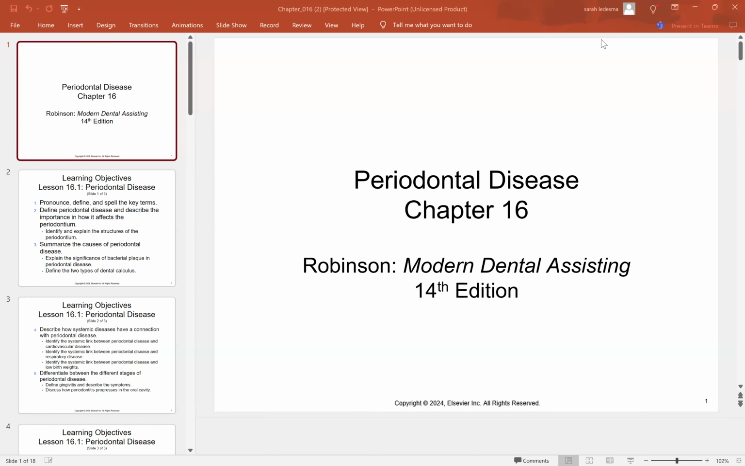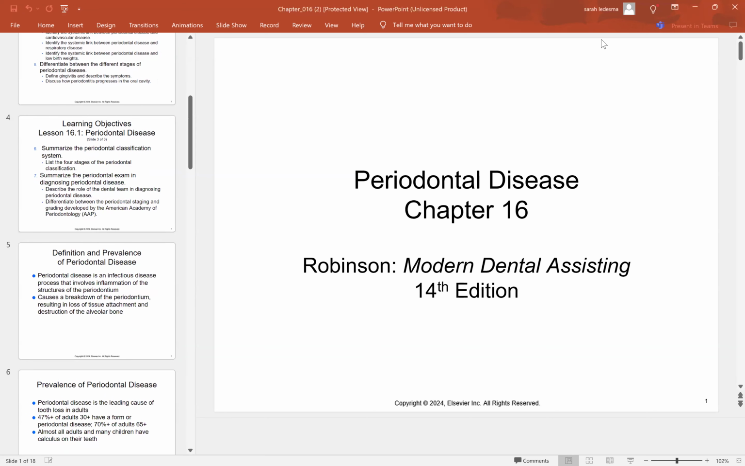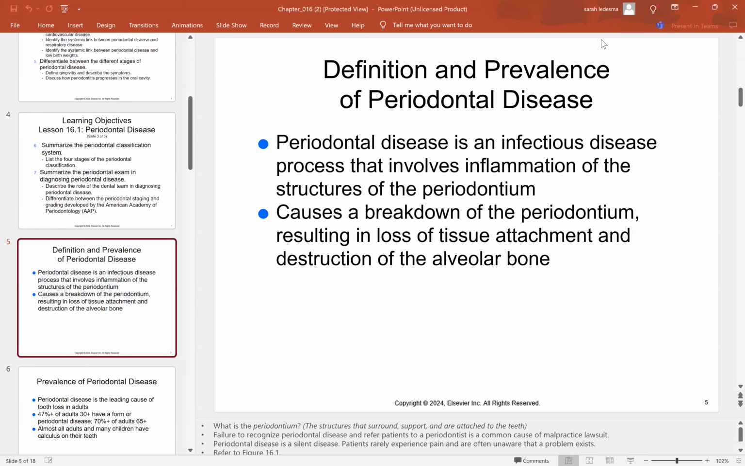Chapter 16, Periodontal Disease. Periodontal disease is an infectious disease process that involves inflammation of structures of the periodontium, causes a breakdown of the periodontium, resulting in a loss of tissue attachment and destruction of the alveolar bone.